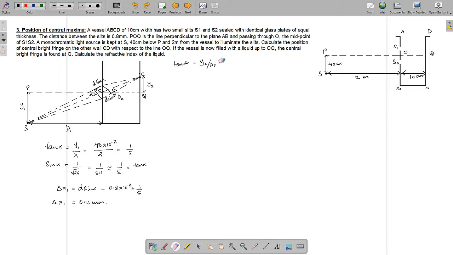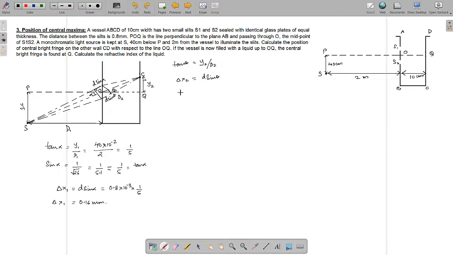So if we get to find out what tan theta is, then we can probably find out what y2 is, and we'll thus find the position of central maximum. So delta x2, that is the path difference after it has passed through S1 and S2, delta x2 will be nothing but d sine theta.